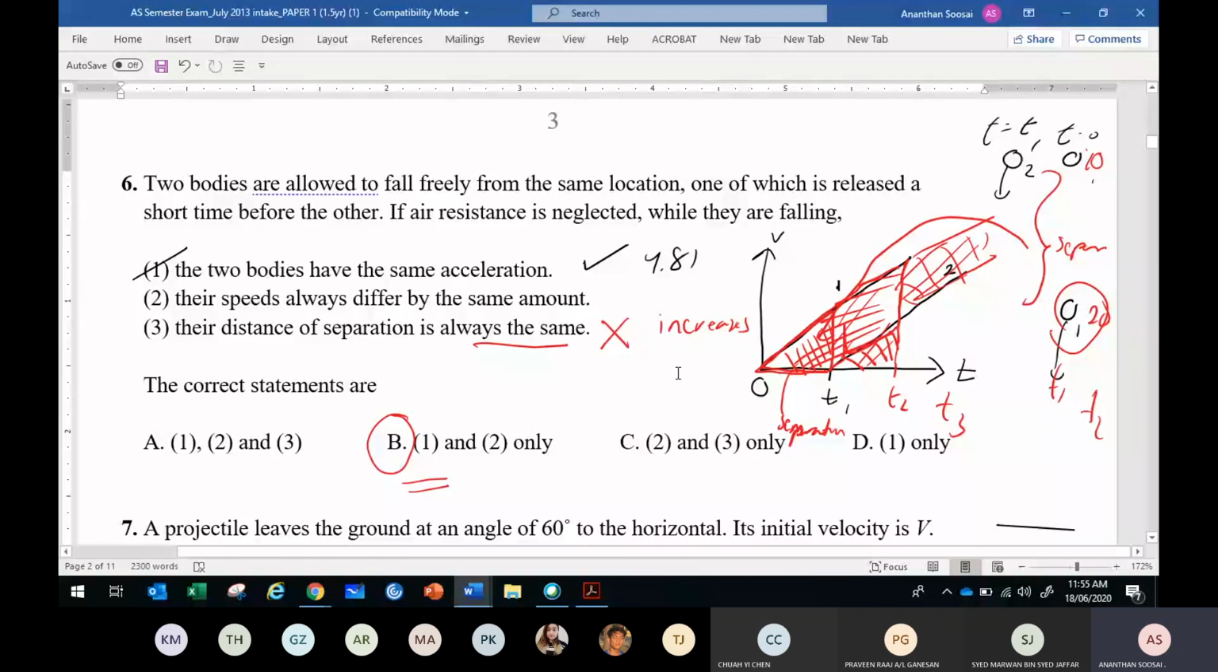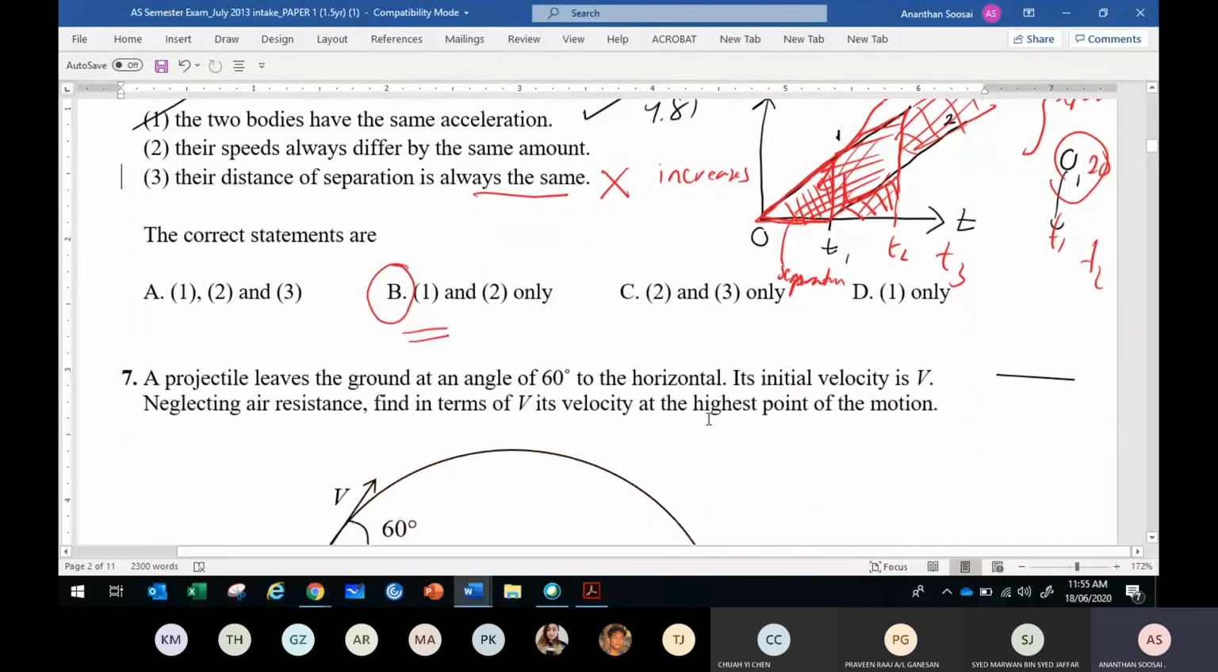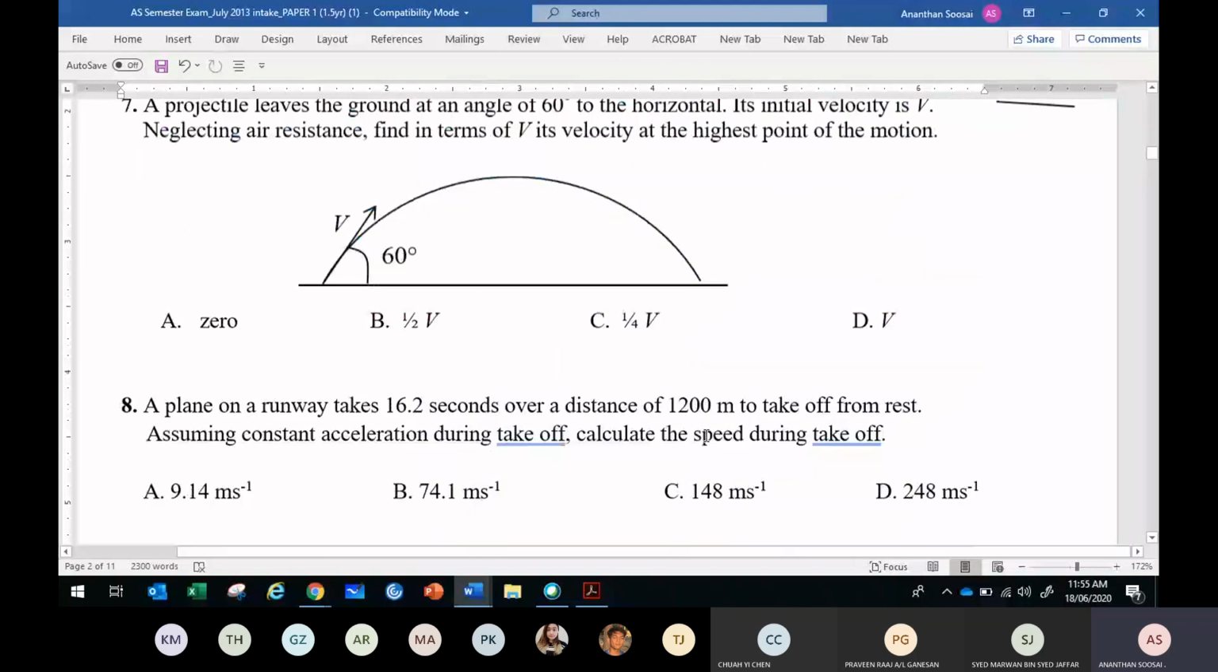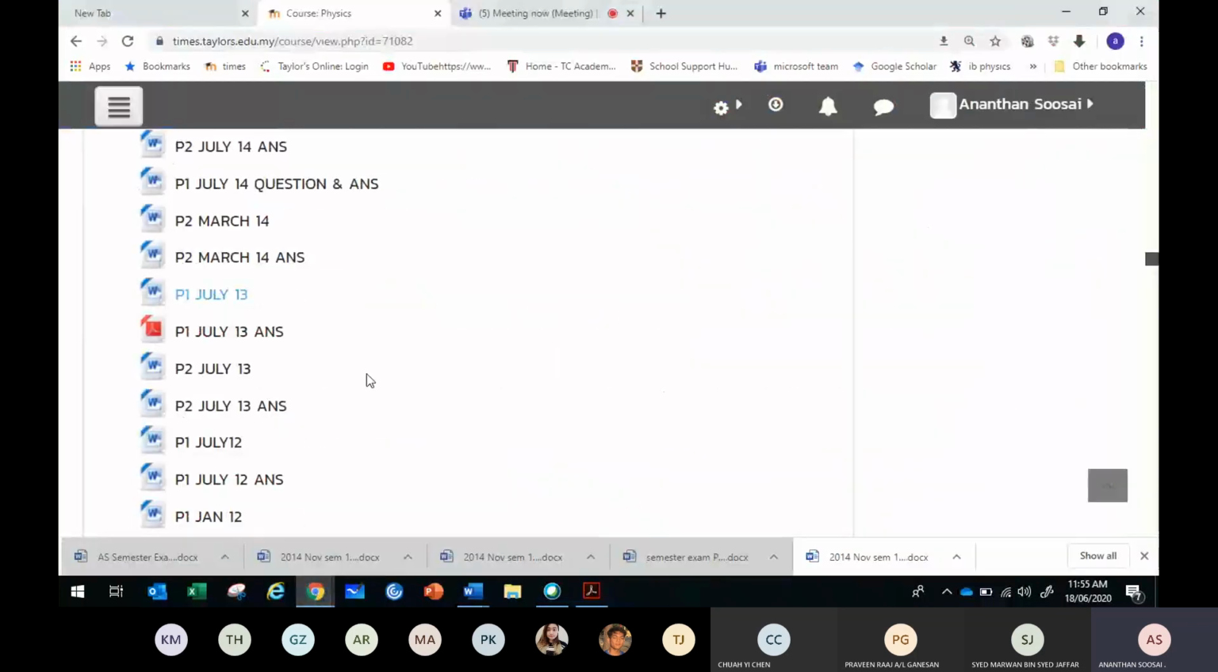Okay, get the idea? Anyone have a problem? So you draw the VT graph, I think you get the idea. Okay, class, good. So which paper is this? This is the paper I was just discussing, Paper 1, July 13.